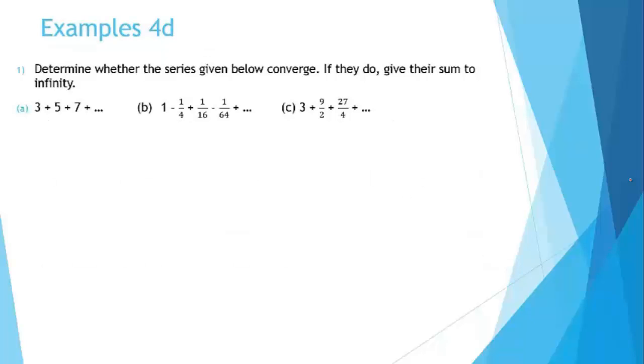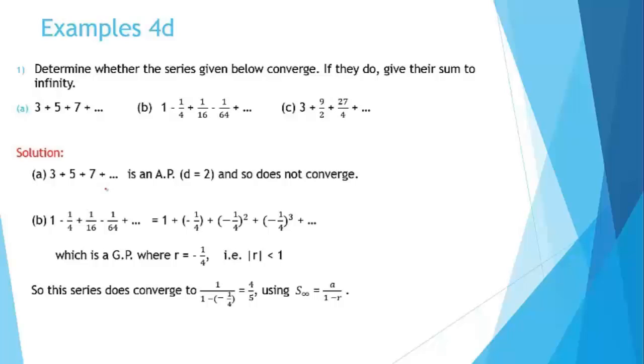Determine whether the series given below converge. If they do, give their sum to infinity. The first series which we have is 3 plus 5 plus 7 and so on. We know it is an arithmetic progression where the first term is 3 and the difference between two consecutive terms is 2. We learned that all arithmetic progressions are divergent. So 3 plus 5 plus 7 and so on is also a divergent series. So it does not converge.